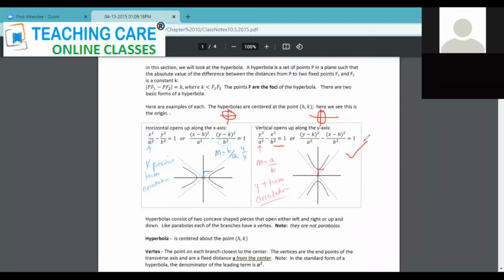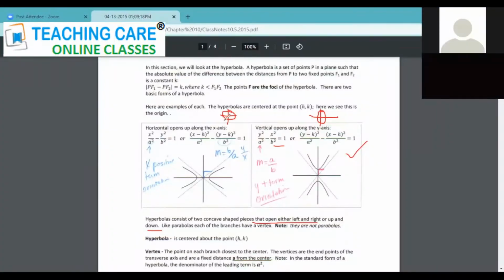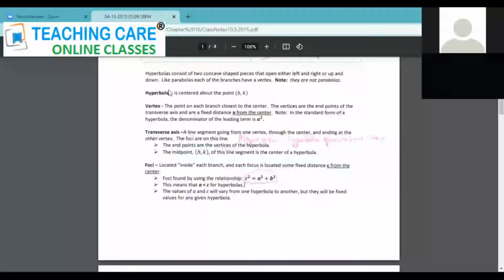Now, as I've already told you, hyperbolas consist of 2 curves. It will have 2 concave shaped pieces that open either left and right or up and down, depending upon whether it opens along the x-axis or y-axis. And the hyperbola is centered at the point (h, k). When it is at the origin, I have told you the equation.